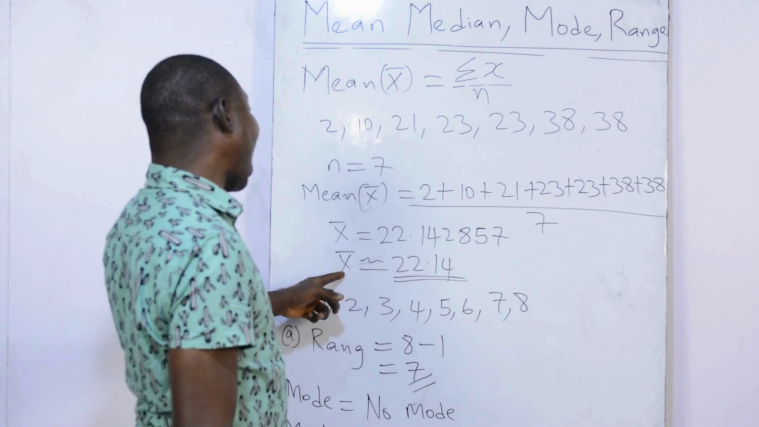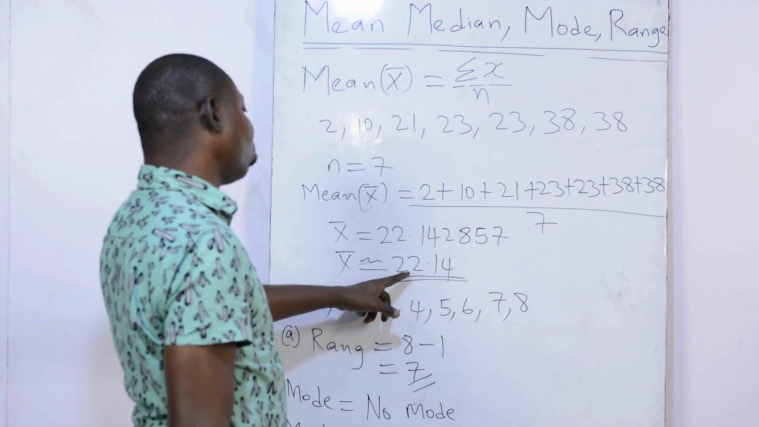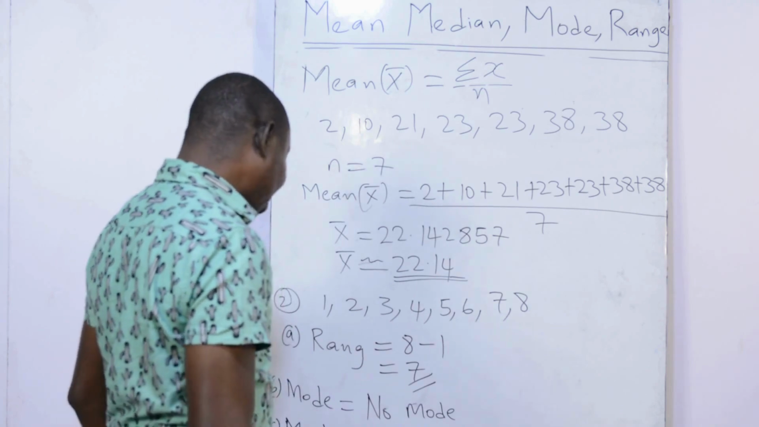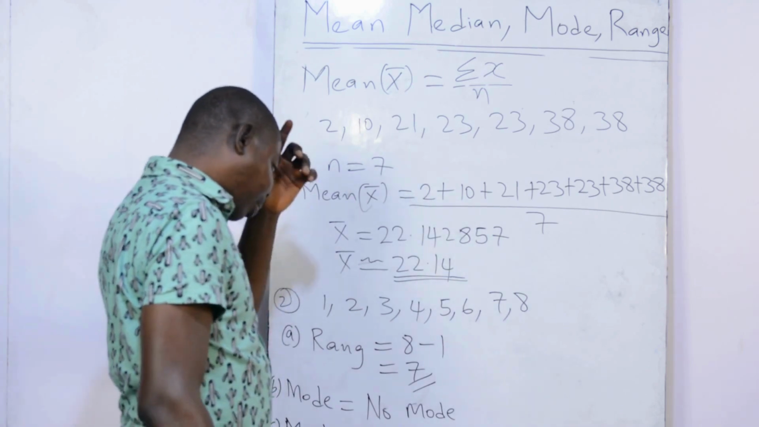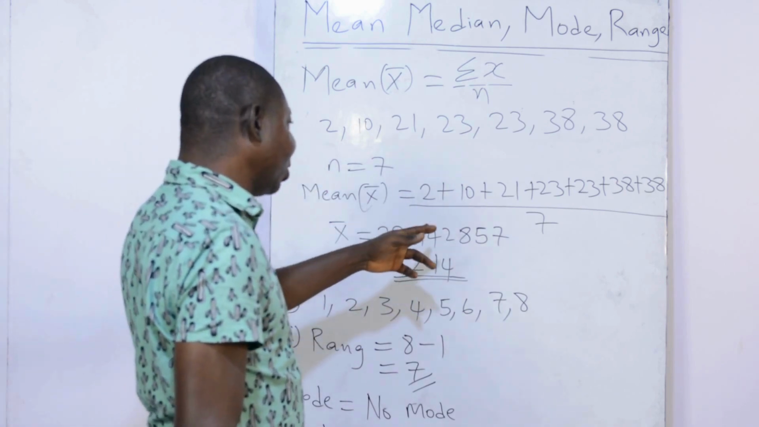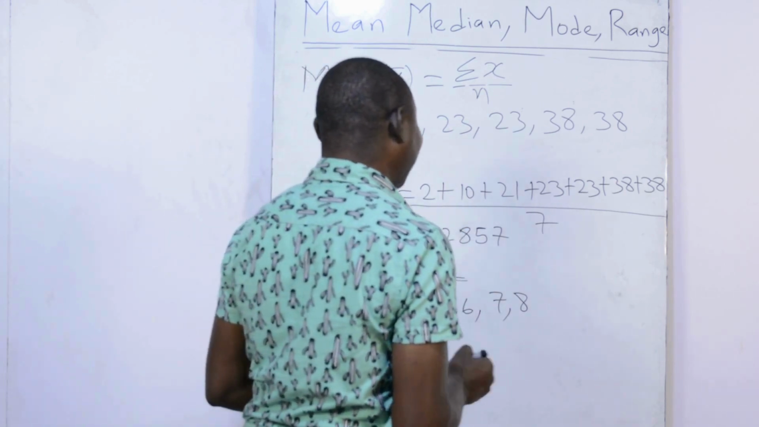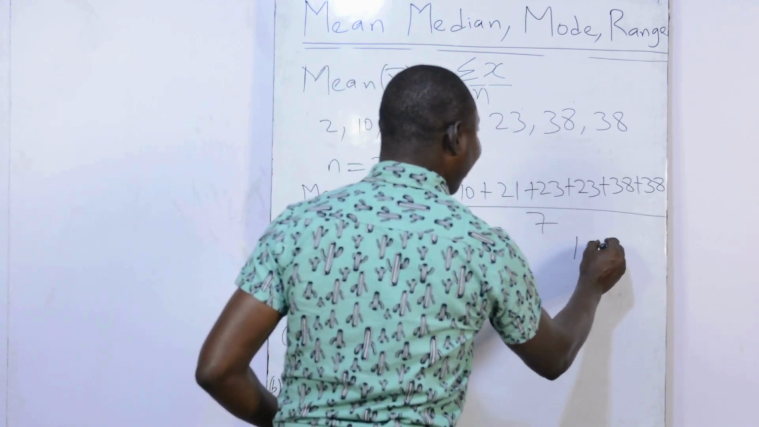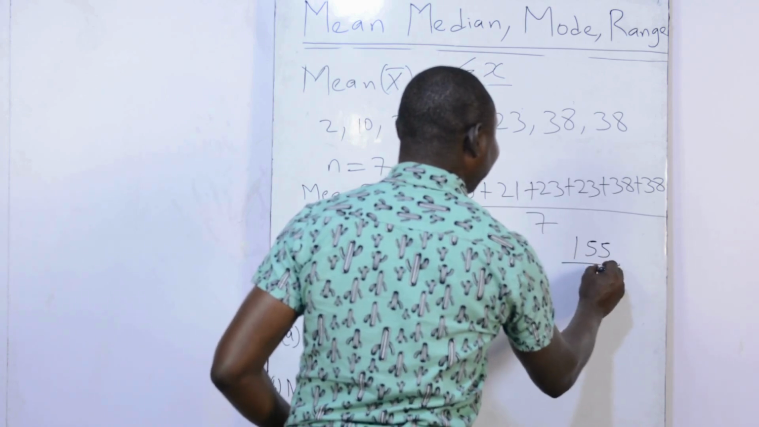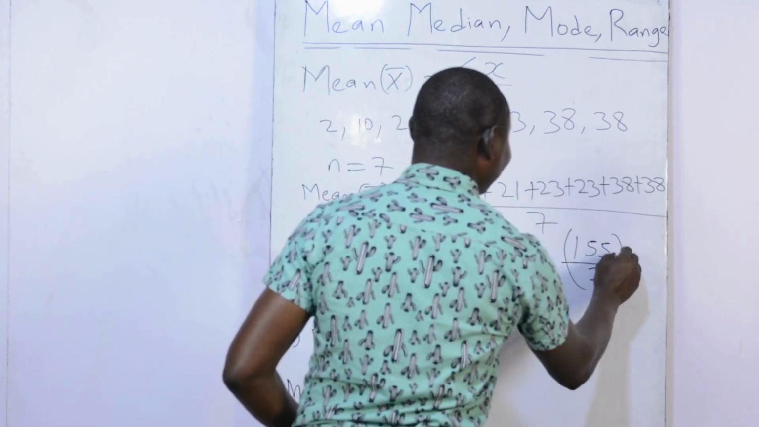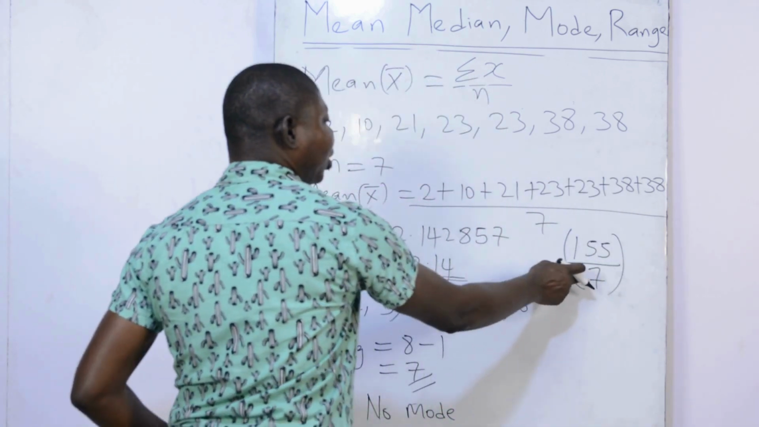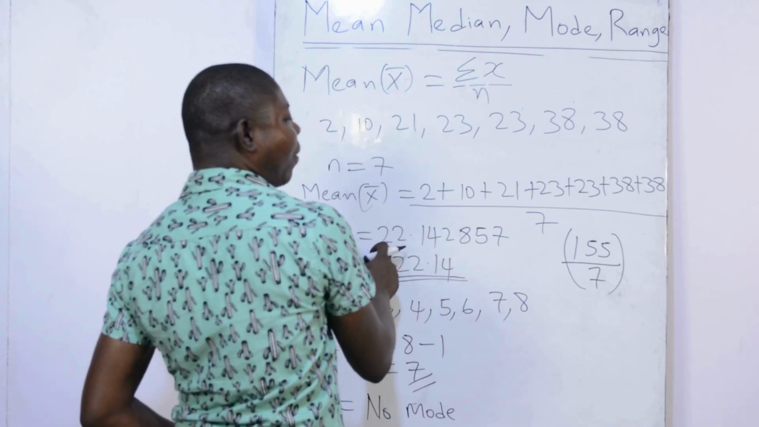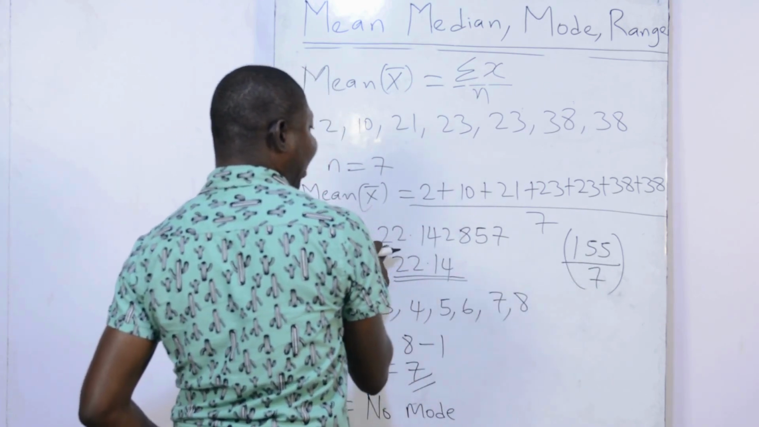22.142857. So our mean is equal to 22.14. If you add everything together, you will get 155 over 7. After you divide this by 7, you will get this.